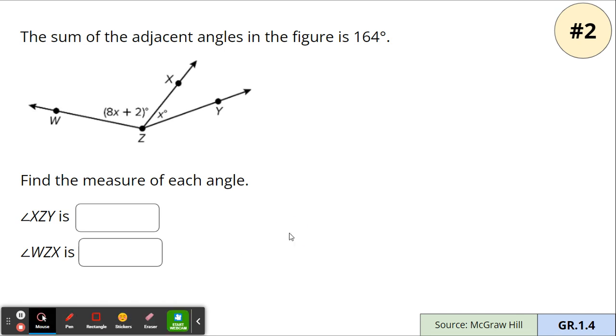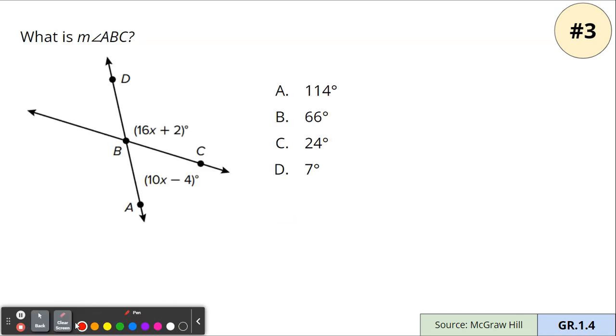Moving on to question number 3. What is the measure of angle ABC? So we are looking for this angle ABC. As you can see here, we have two angles, DBC and ABC. They form a straight angle. And as we all know, straight angles are supplementary, so their sum is 180 degrees. So we can make our working equation 16x plus 2 plus 10x minus 4 is equal to 180 degrees, because their sum is 180.